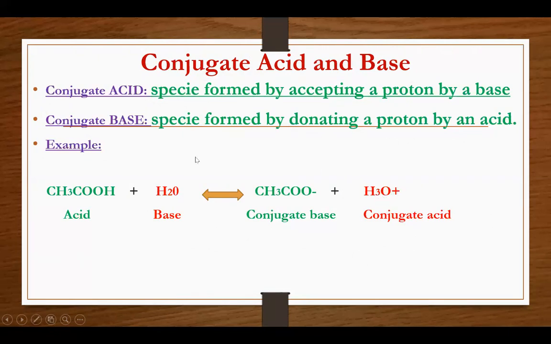It means when a base accepts a proton, it is converted into conjugate acid. And when an acid loses its proton, it is converted into its conjugate base. Acid forms conjugate base and base forms conjugate acid.